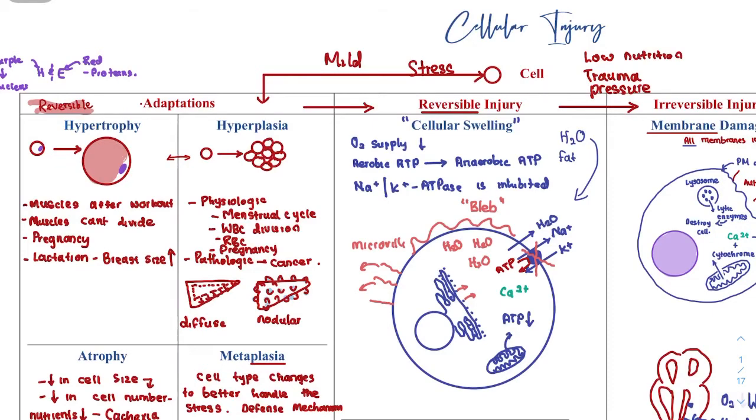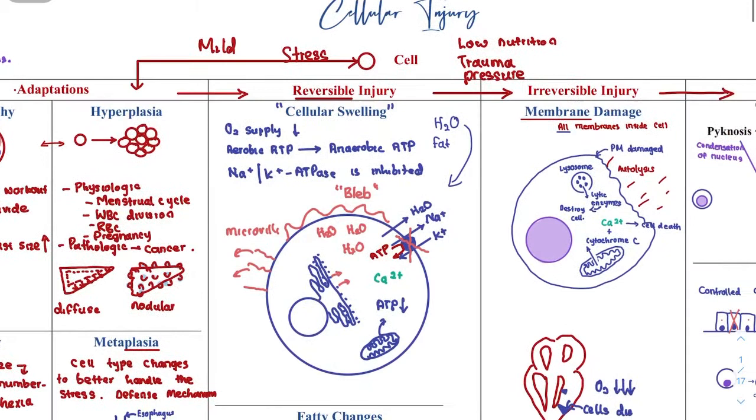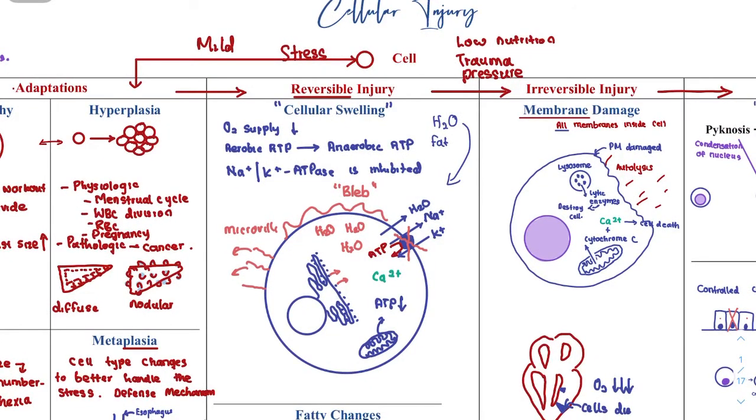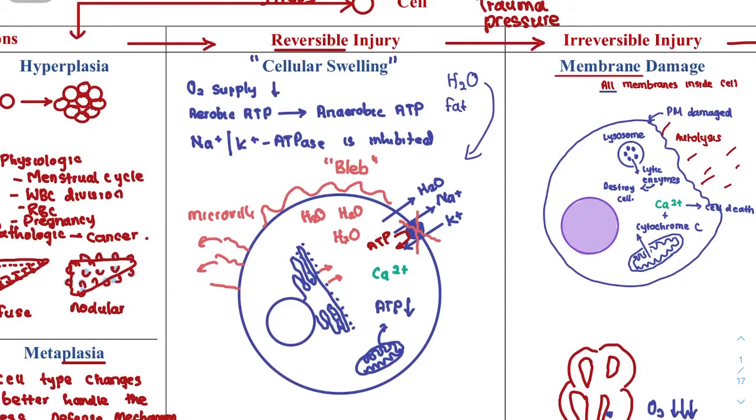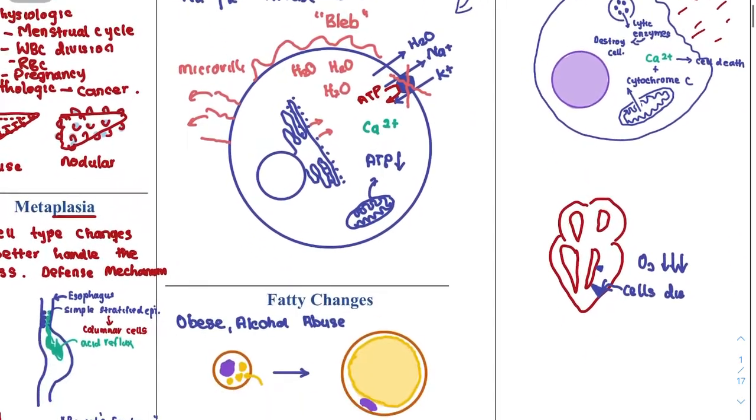Next, we are going to do reversible injury. The word here is very important: reversible. Adaptation is reversible. Reversible injury is reversible. And the hallmark of reversible injury is cellular swelling. This could be due to water accumulation or fat accumulation.